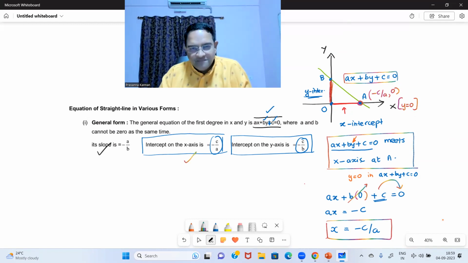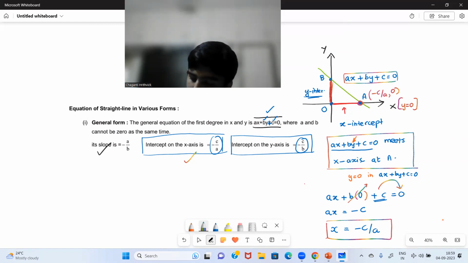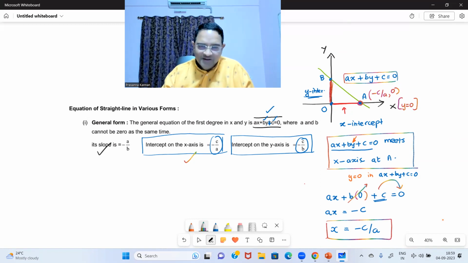Are you able to understand now? Yes, sir. Just because you have a minus sign doesn't mean the answer is negative. The answer is a positive number because it represents distance. Either a or c will be negative, so to make it positive there is a minus sign there. Are you clear? So x is equal to minus c by a. So the intercept on the x-axis is minus c by a. Intercept on the y-axis, can anybody tell me what you should do?